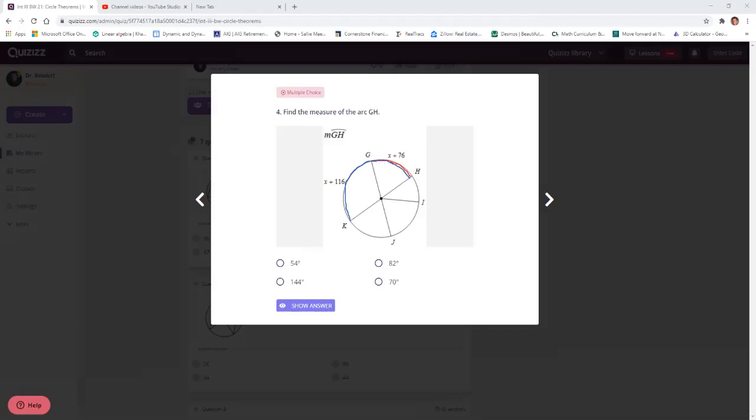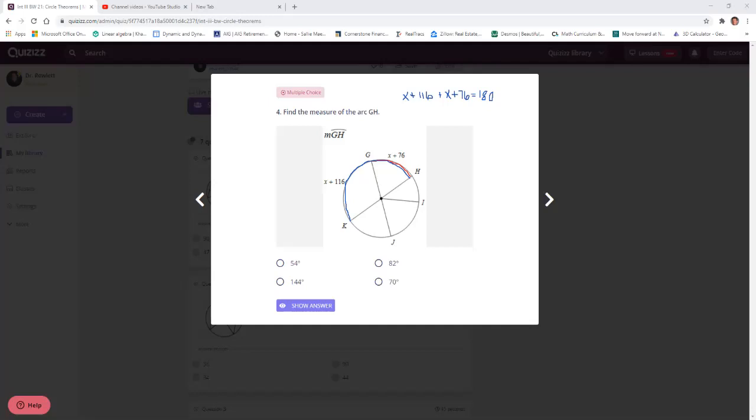And how many degrees are in a semicircle? Well, we said earlier that half of a circle would be 1/2 of 360 degrees. So that tells me that x plus 116 plus x plus 76 has to equal a total of 180 degrees, right? Because there's 180 degrees in a half circle.